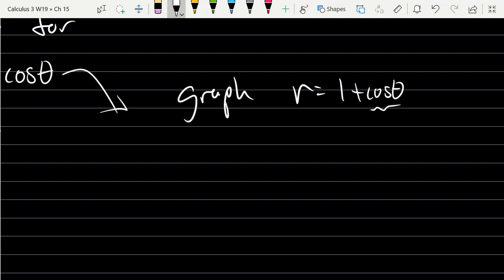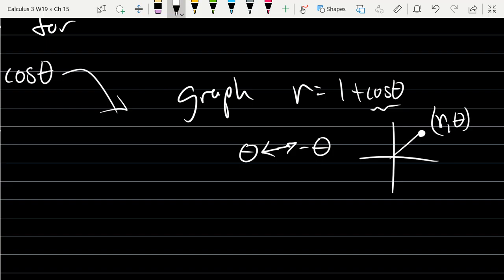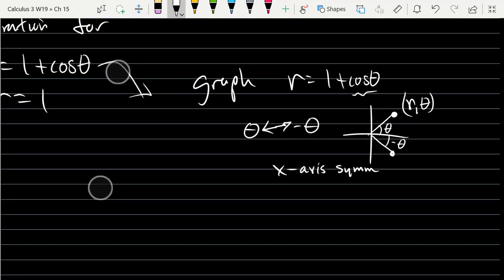So just looking at this cosine, if I replace theta with negative theta, cosine's even, I'll have that symmetry. So if you don't remember what symmetry that is, if you have r theta right here, there's theta. If I replace theta with negative theta, we're looking at a point down here. That means rotate the wrong way. So what axis is this symmetric with respect to? It's not going to be the origin. We're not rotating halfway. We're going across the x-axis here. So we have x-axis symmetry.